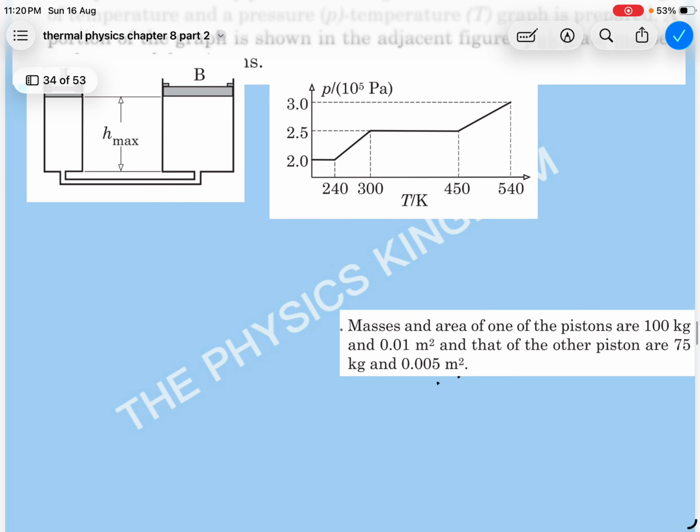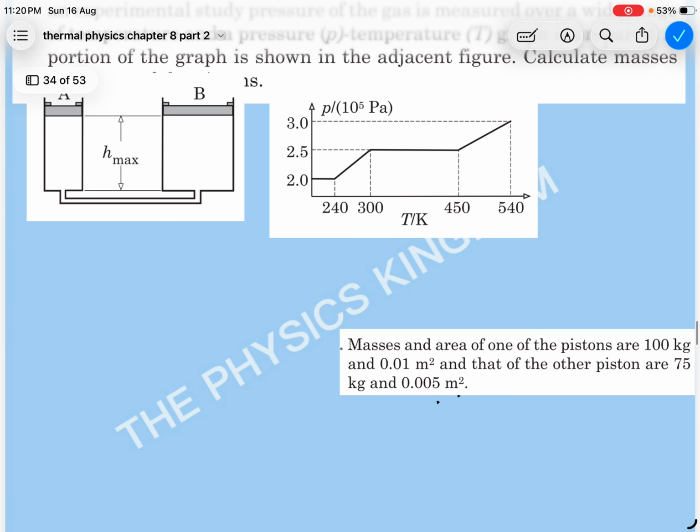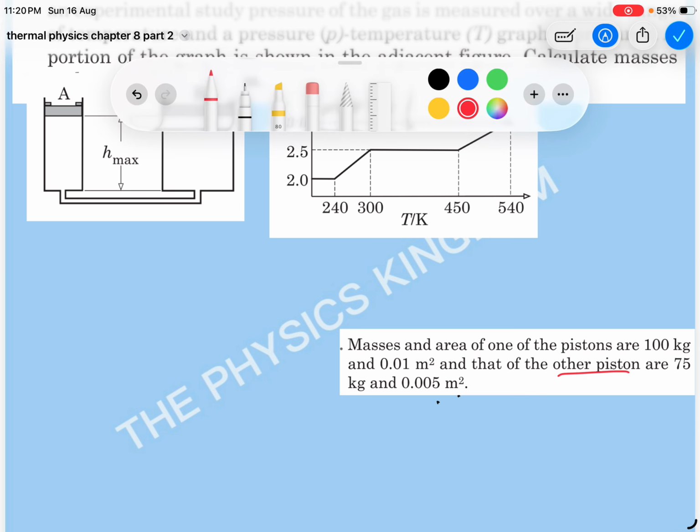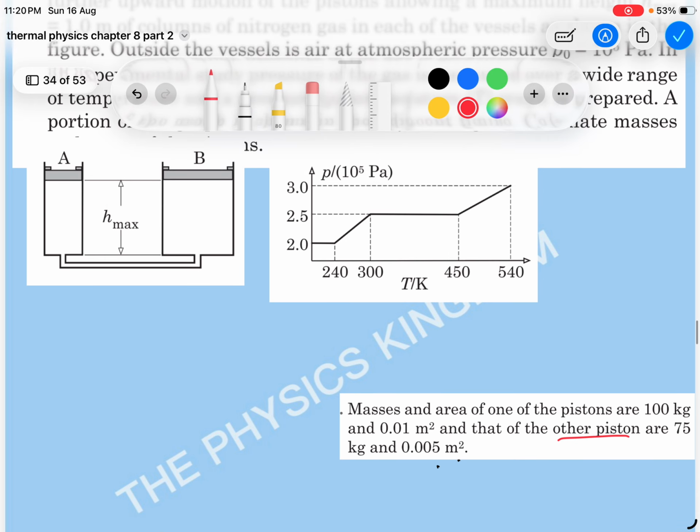The answer given in the book is the masses and area of one piston is this and that of the other. They are giving one and the other, but I can tell exactly what the mass of A will be and what the mass of B will be, right? That I am going to explain in detail.